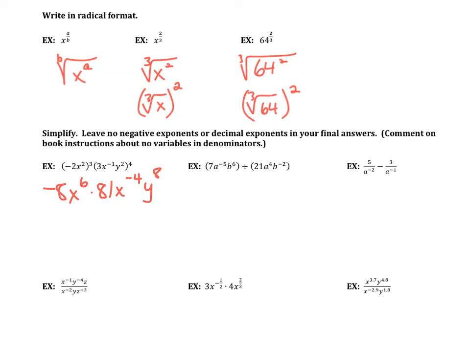All right, now as we keep going with simplifying, 81 times a negative 8 will give me negative 648. If I take an x to the 6th times an x to the negative 4th, I'm going to add the exponents, so I get x squared and then y to the 8th. And that will be my final answer.